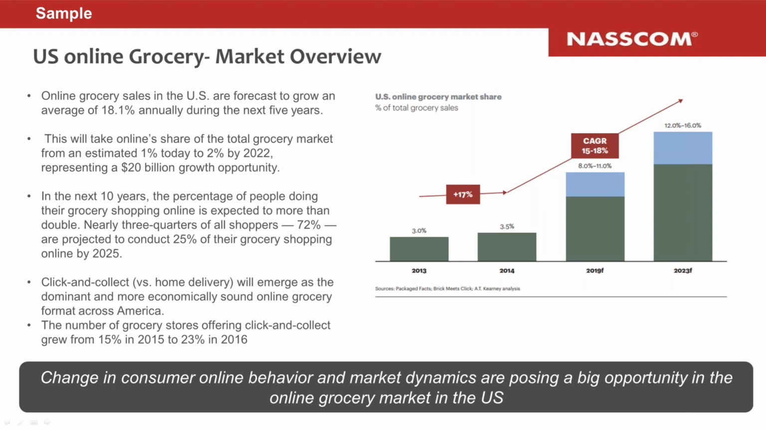Here, you can see a few trends which should be noted. For example, the online total grocery market is supposed to double by 2022, and it represents a 20 billion growth opportunity. It's also growing at a CAGR of 15 to 18%, which means it's a very fertile ground to play on. Then again, you can also read about the click and collect market, which, in contrast to the Indian market, is emerging as a dominant and more economically sound market in the US, whereas in India we prefer more and more home delivery. So the market is different, and you really need to understand that.